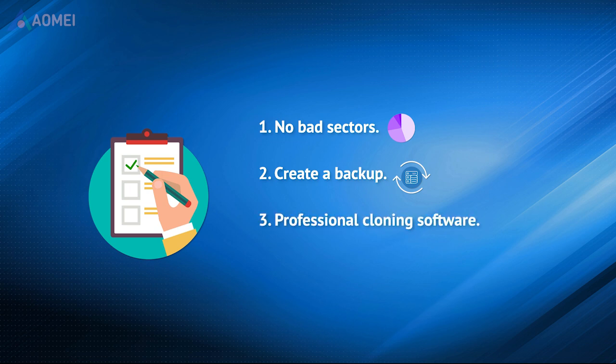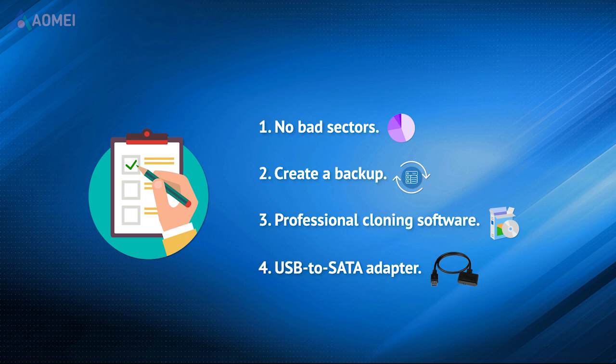Number 3. Download and install professional disk cloning software. Effective disk cloning software is the most important part in this tutorial. Pick a right one. The process will be quick and straightforward. Number 4. USB to SATA adapter. To connect the new SSD with your laptop, which has only one hard drive bay, this is a necessity.